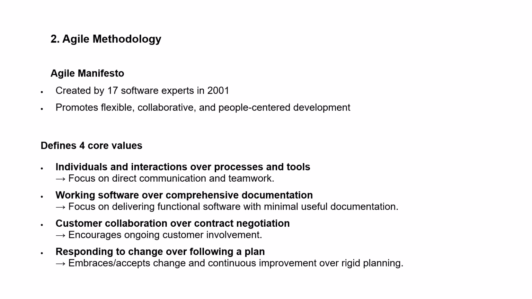The first one focuses on the people who are working in developing the software: the developer, the tester, the people deploying the code, and the customer. All of them need to communicate and interact with each other. This is very important. The second one is that software is considered successful when we execute it and it runs. So the focus is on delivering functional software with minimal useful documentation.